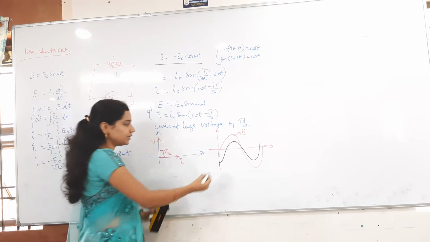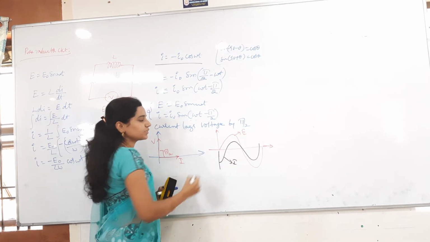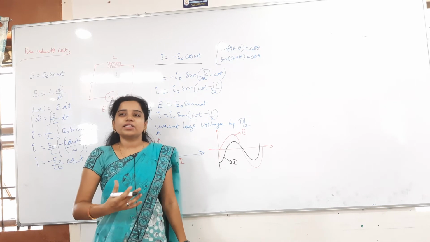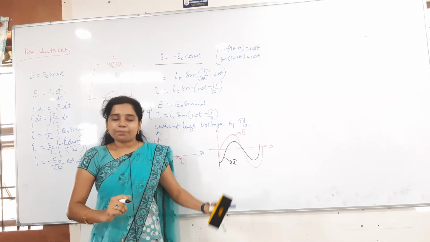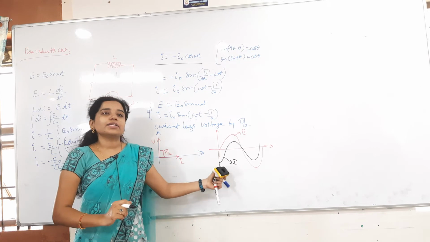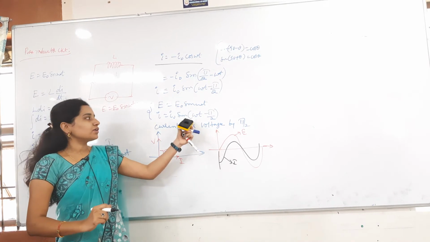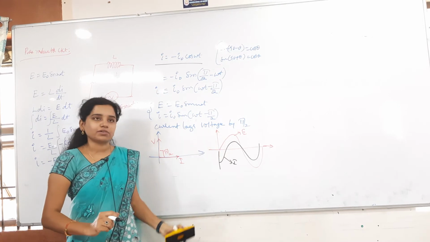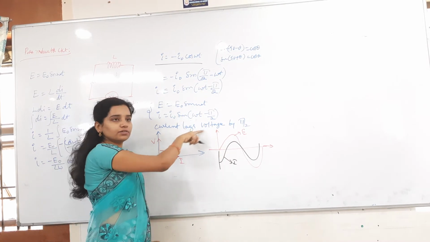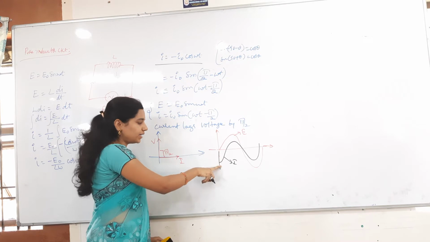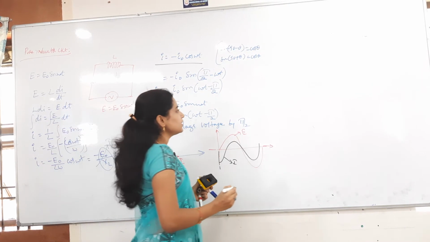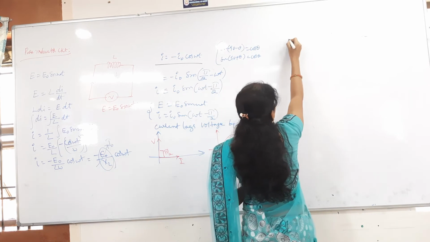Clear? That is the current curve, and this is the voltage curve. Voltage starts from 0 only. Why? Because we have taken E equals E naught sin omega t. But the current starts from the negative maximum value. Why? Because the current is already lagging. And here you can also say by this statement, who is leading? Voltage is leading, current is lagging. Do you understand it clearly? Then after that we will see the reactance, inductive reactance.